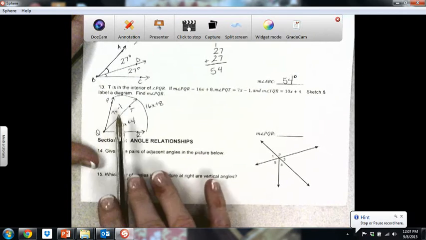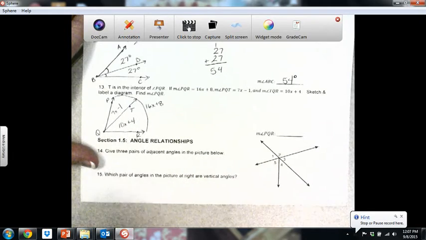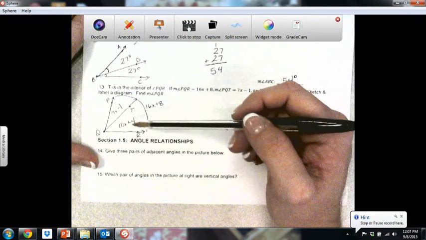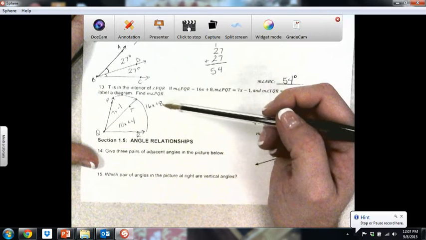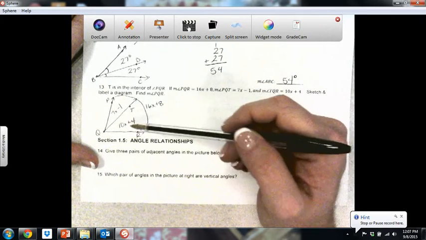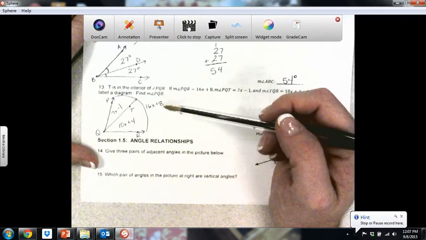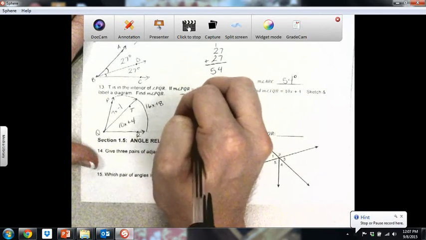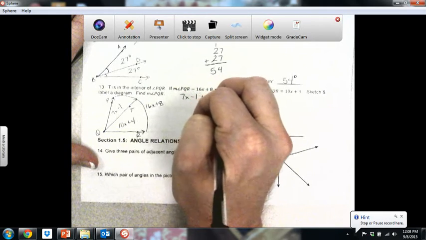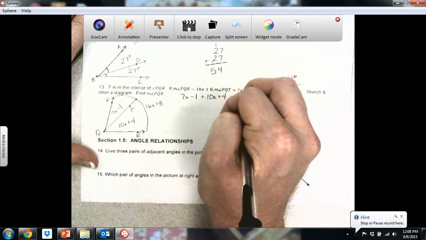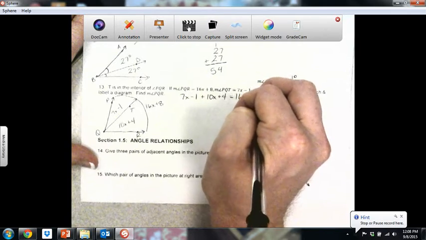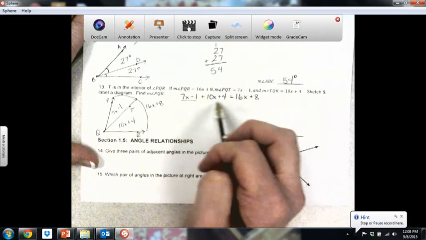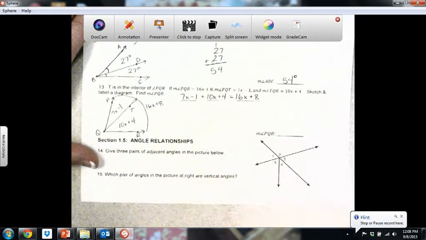So what I want to do is find a relationship between these three pieces. Well, my two smaller angles add together to be the big angle. And so in the same way that I would take the two smaller pieces of a line and add them to be the whole distance, I can do the same thing with an angle. So I'm going to write this as 7x minus 1 plus 10x plus 4 equals 16x plus 8. So little angle plus little angle equals big angle. It's a whole lot easier to write that equation because I've drawn and labeled the picture.